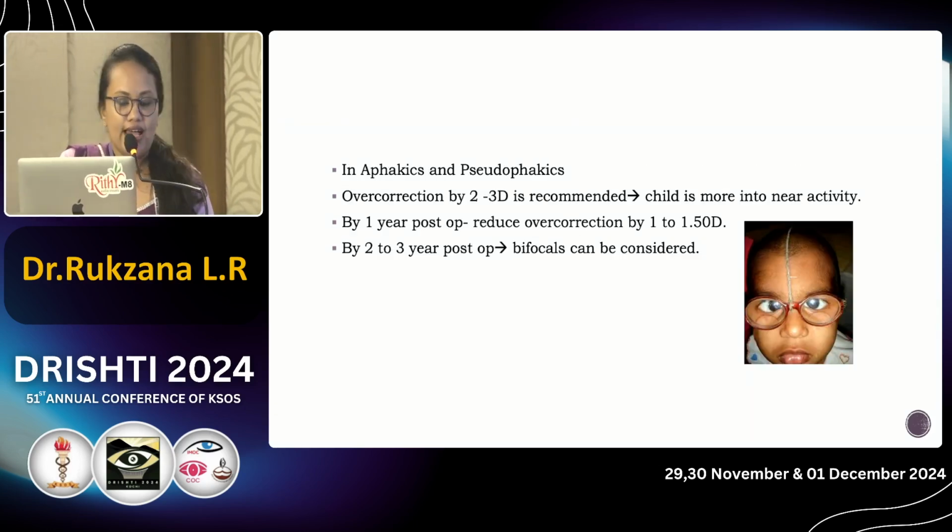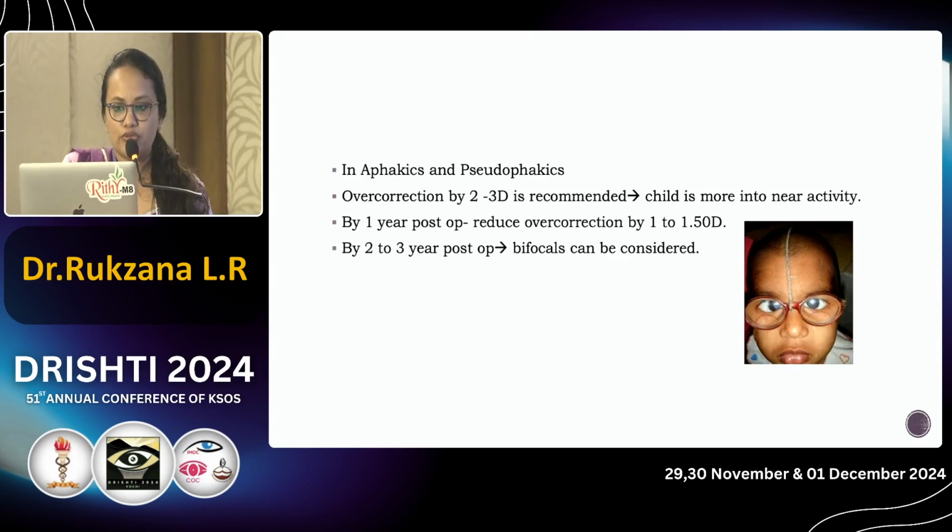In aphakics and pseudophakics, overcorrection by 2 to 3 diopter is recommended as a child is more into near activity. By 1 year post-op, you have to reduce the overcorrection by 1 to 1.5 diopter, and by 2 to 3 years post-op, bifocals can be considered.